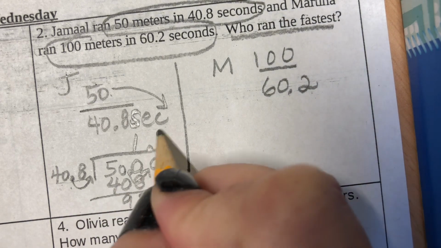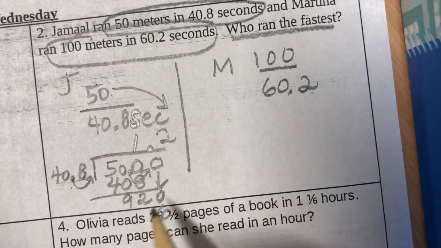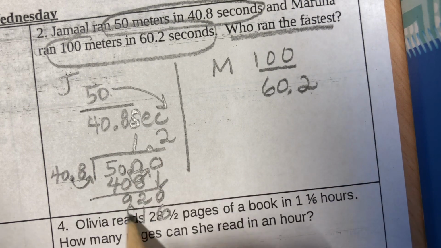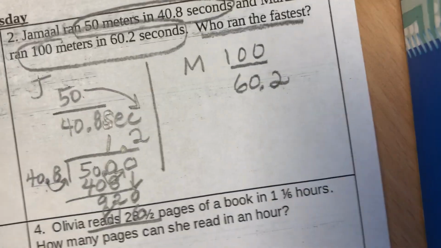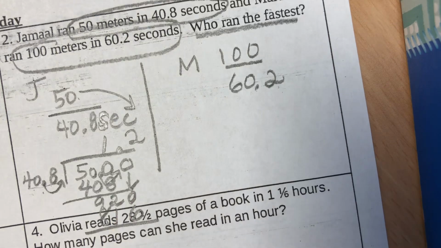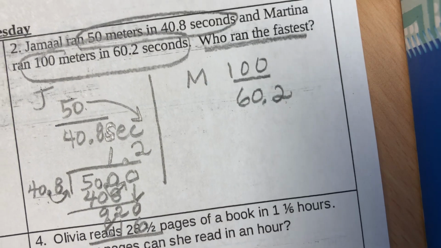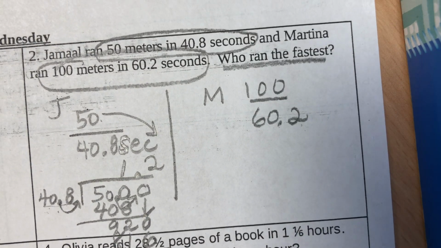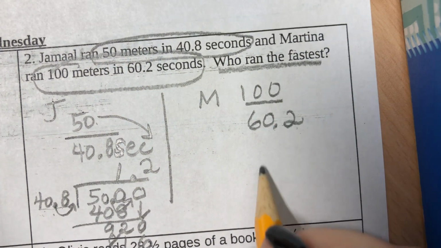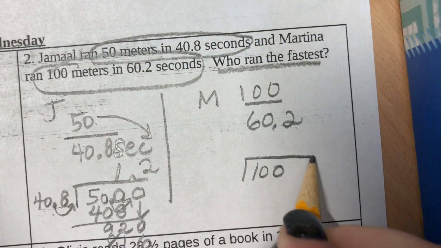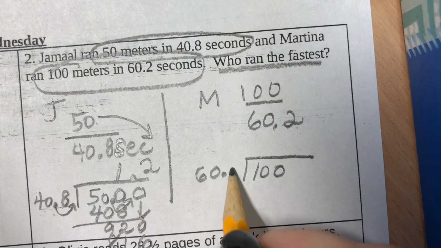408 goes into 920 twice, 16 and 8. So I'm actually going to stop right there, because I'm going to see if I have enough information right here that I can solve the problem without having to get a whole lot of decimals. So I'm now going to divide the 100 by 60.2. Same thing that I did before.